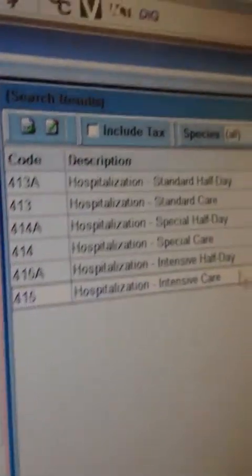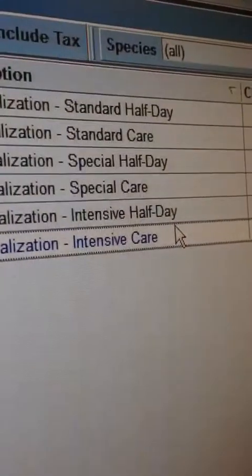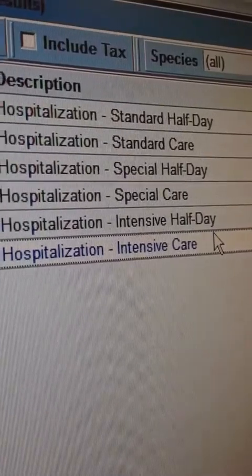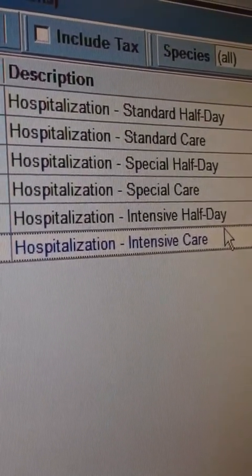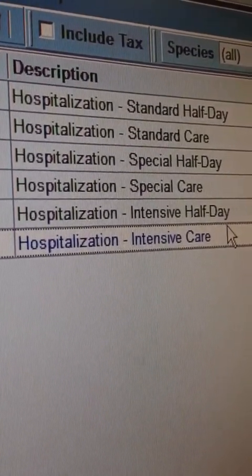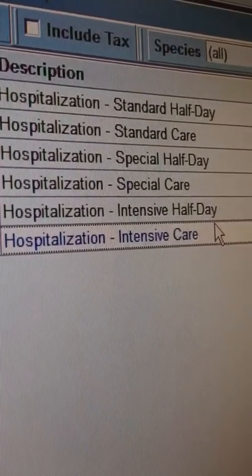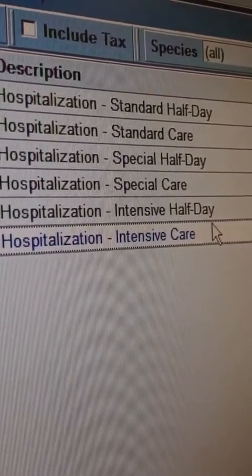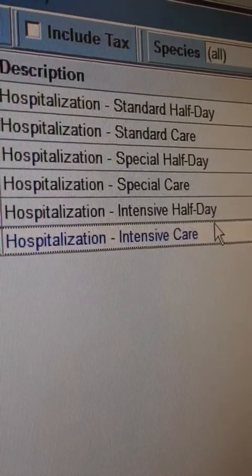Intensive care hospitalization would be charged for anything that is intensive in nature. Animals that get put into the oxygen cage, anything requiring a blood, plasma, or antivenin transfusion. Those are all examples of when hospitalization intensive care should be used.